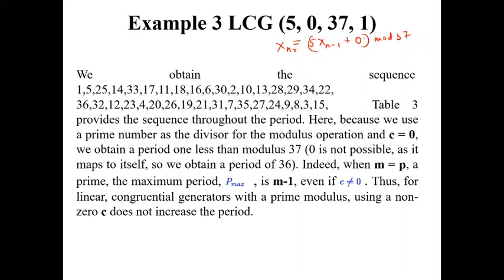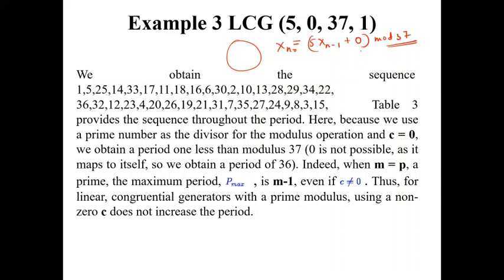mod 37. When I used mod 16, I got only 4 points along the circle. But when I do a mod 37, you see the change. I'll be getting numbers 1, 5, 25, 14. I'll get all random numbers which is of length 36. So I'll get 36 different residues when I do this.